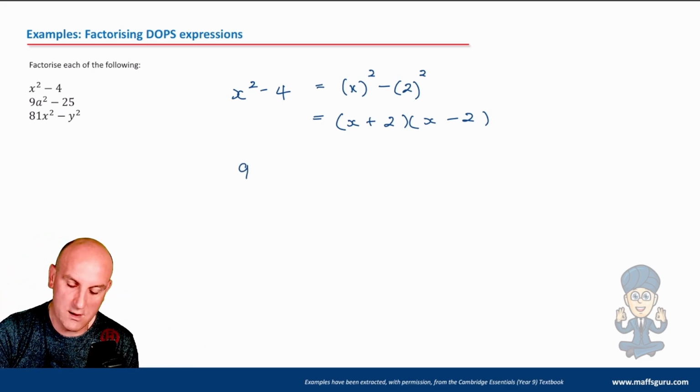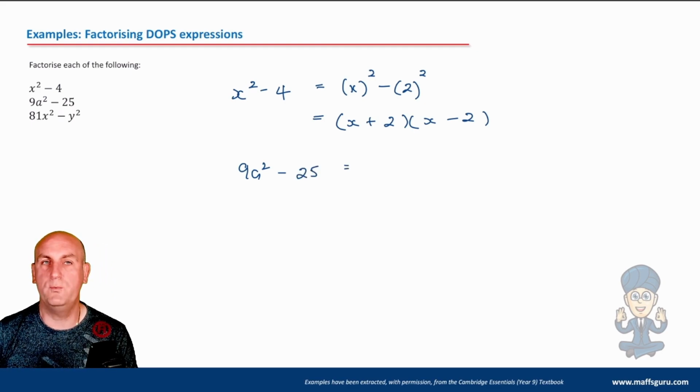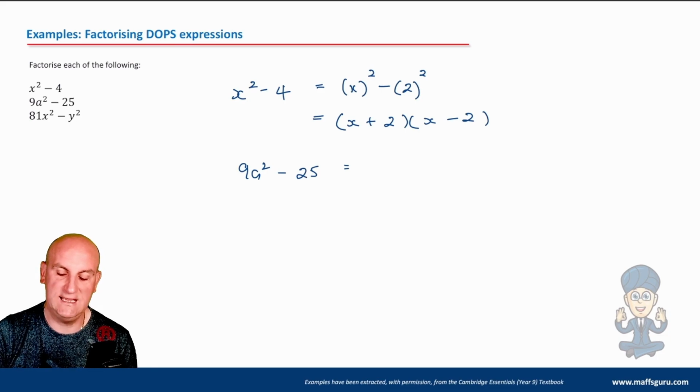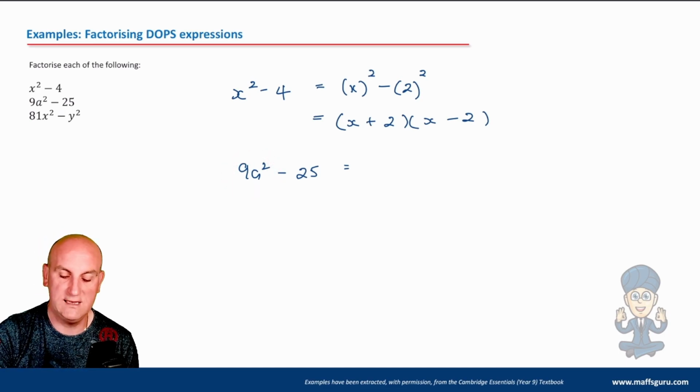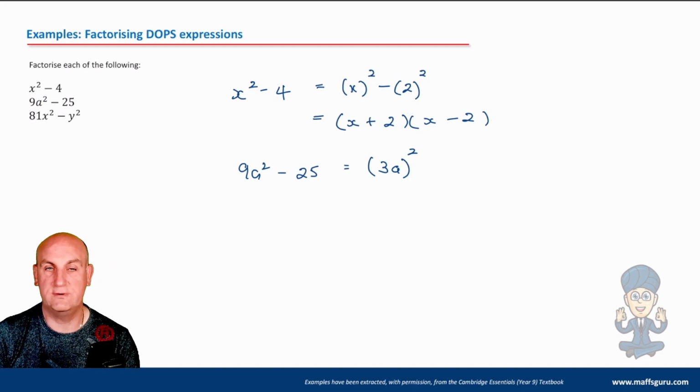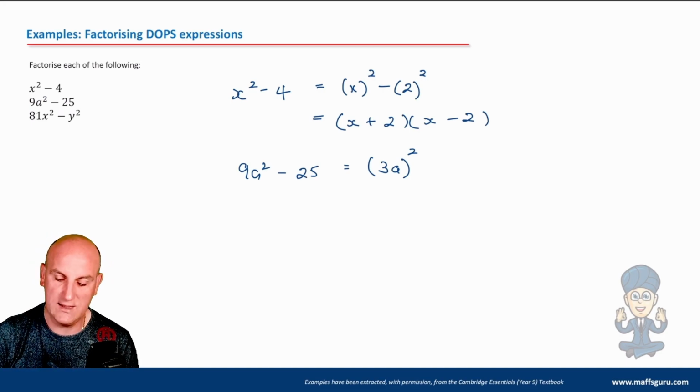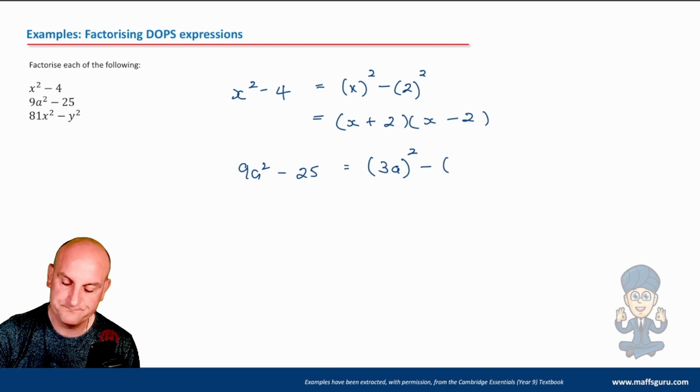Now look at the next one. We've got 9a squared minus 25. Remember, we've got to write this as a difference of perfect squares. 9a squared. What multiplied by itself will give 9a squared? Well, we know that 3 times 3 is going to give me 9, so that can go inside my brackets. A times a gives me the a squared. And there we go. So let's just check. 3a times 3a is 9a squared. Minus, what multiplies by itself to give 25? Oh, 5. And there's my squared.